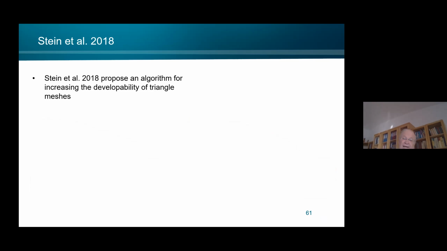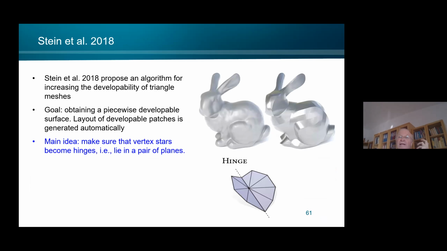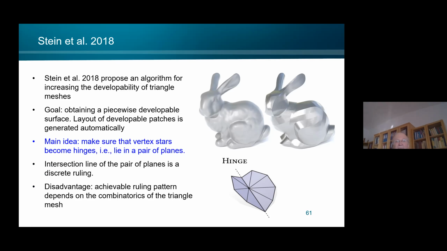It's a method by Stein et al., which was published at SIGGRAPH 2018. They take a triangle mesh and turn it into a piecewise developable surface as follows. They try to make sure that at each vertex of the triangle mesh, this vertex star is a hinge. A hinge is a vertex star whose faces, whose triangles lie in 2 planes. So these are here in 2 planes. The intersection line of the 2 planes is here, and is of course a discrete ruling. A disadvantage is that what comes out here depends on the combinatorics of the original triangle mesh.